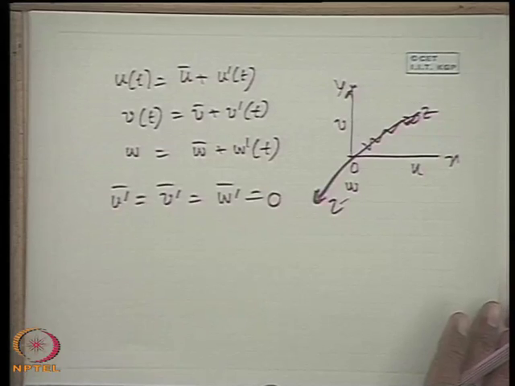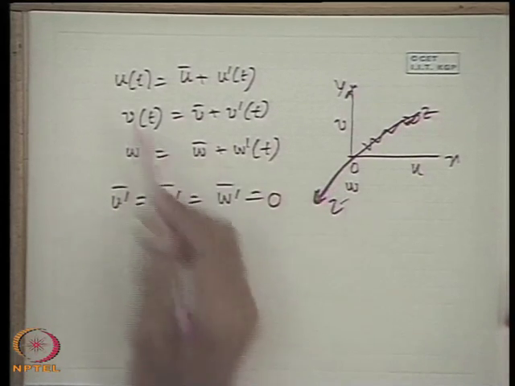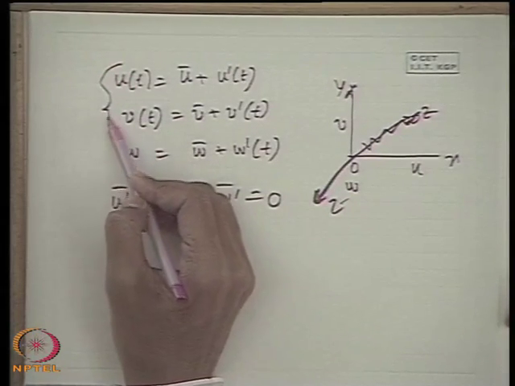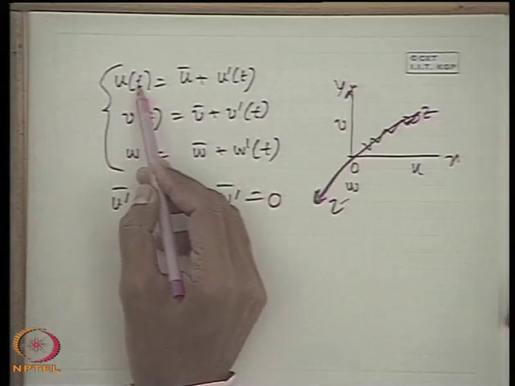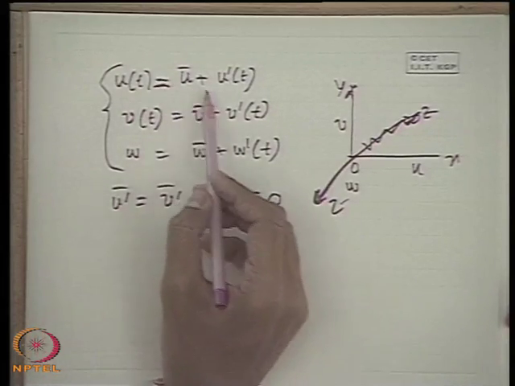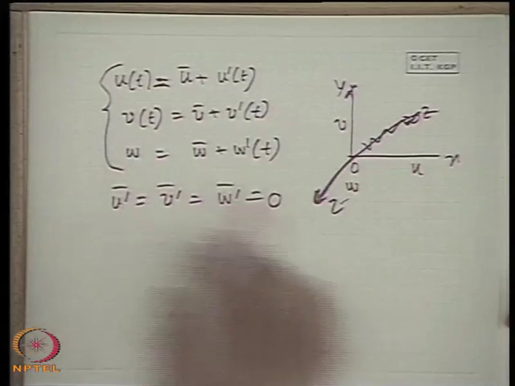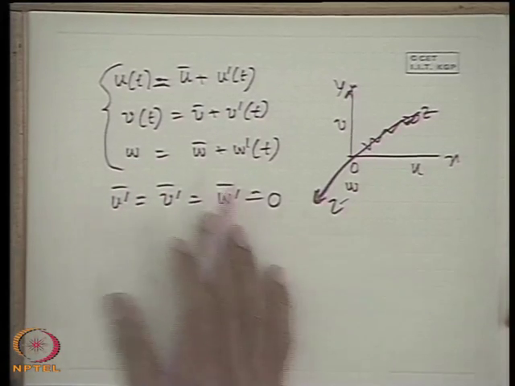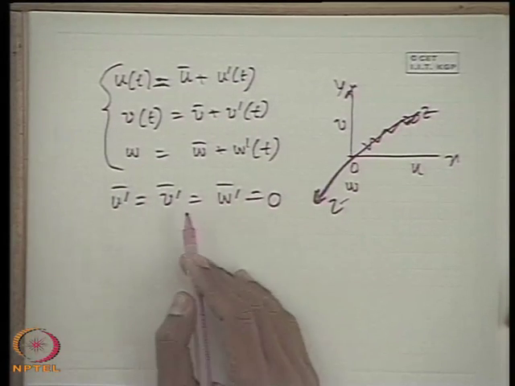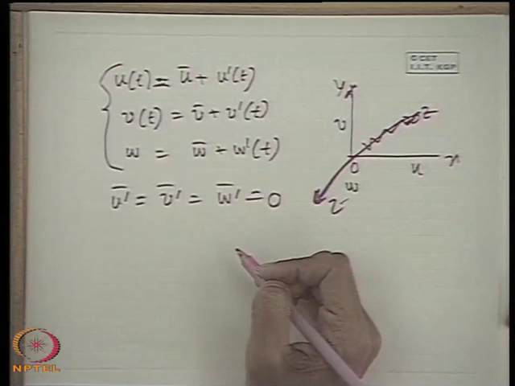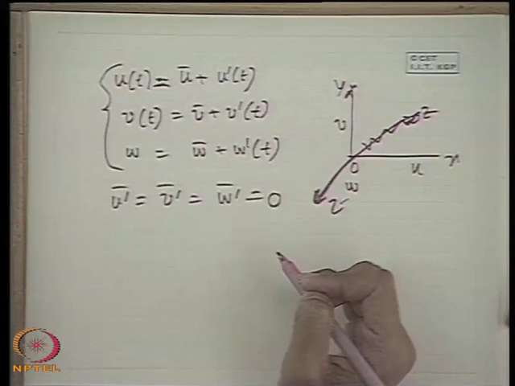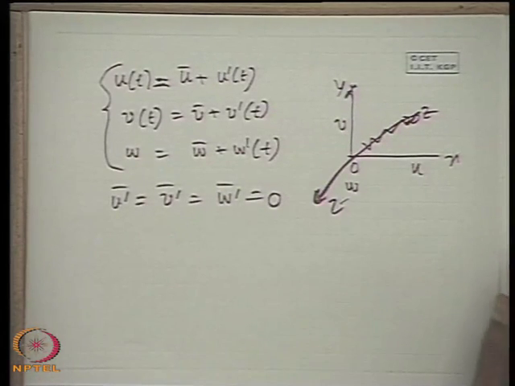Now we will modify the Navier-Stokes equations with the help of these relationships for the velocity field. We can now write the Navier-Stokes equation and see how the Navier-Stokes equations, or the equations of motion, look in case of a turbulent flow. I think today time is up, so we will discuss it in the next class.